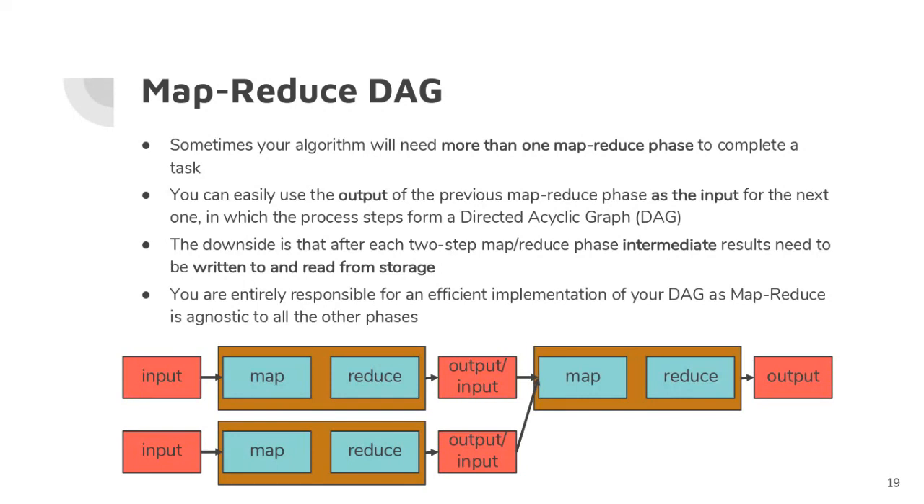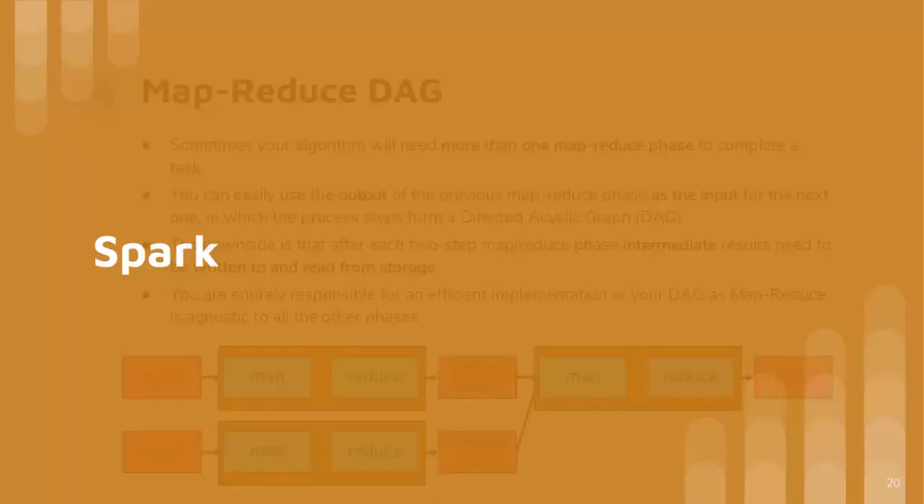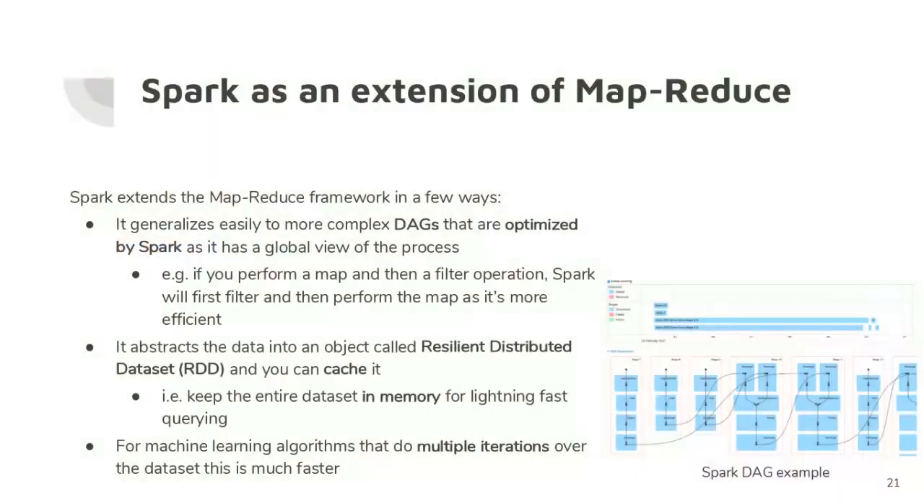Another downside is that you are responsible for an efficient implementation of all these steps. So MapReduce is run efficiently by the framework, but the entire program with all different steps, that's something you have to program yourself, that's done in an efficient way. And then we go to Spark.